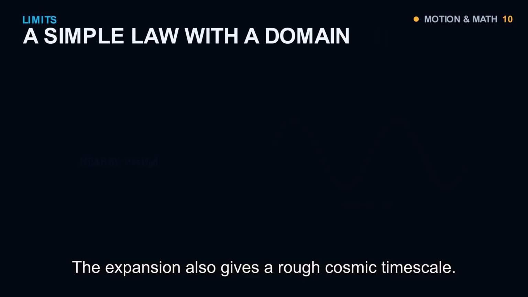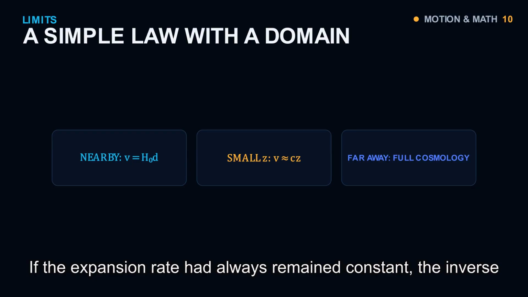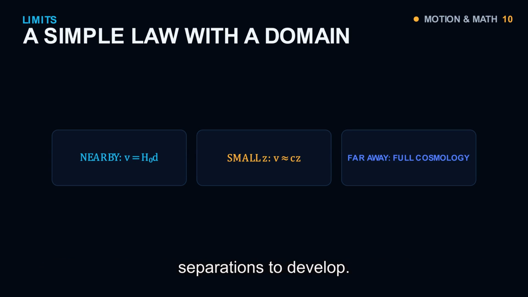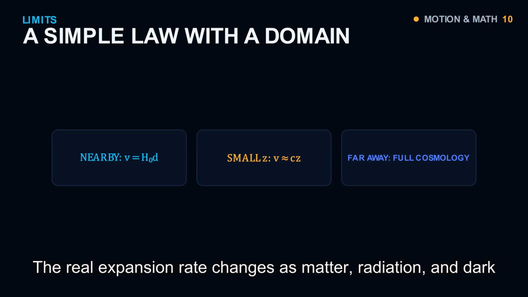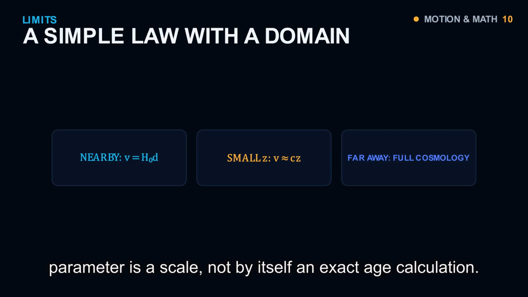The expansion also gives a rough cosmic timescale. If the expansion rate had always remained constant, the inverse of H0 would estimate the time required for the present separations to develop. The real expansion rate changes as matter, radiation, and dark energy influence cosmic dynamics, so the inverse Hubble parameter is a scale, not by itself an exact age calculation.